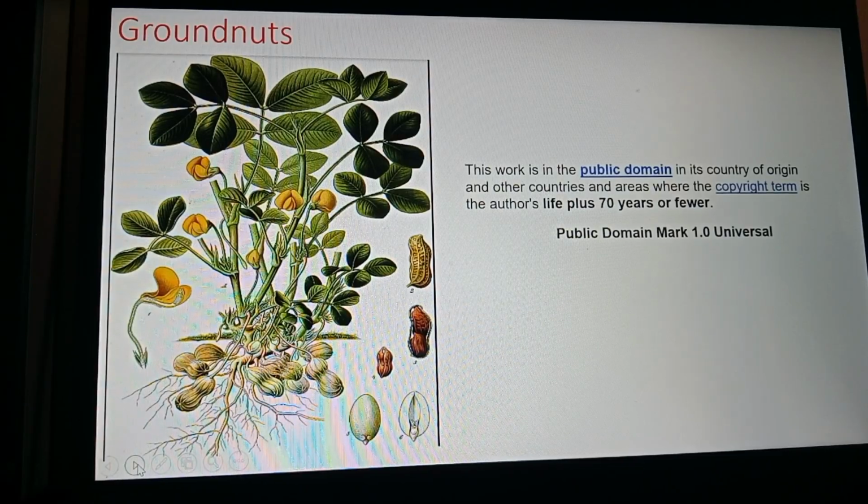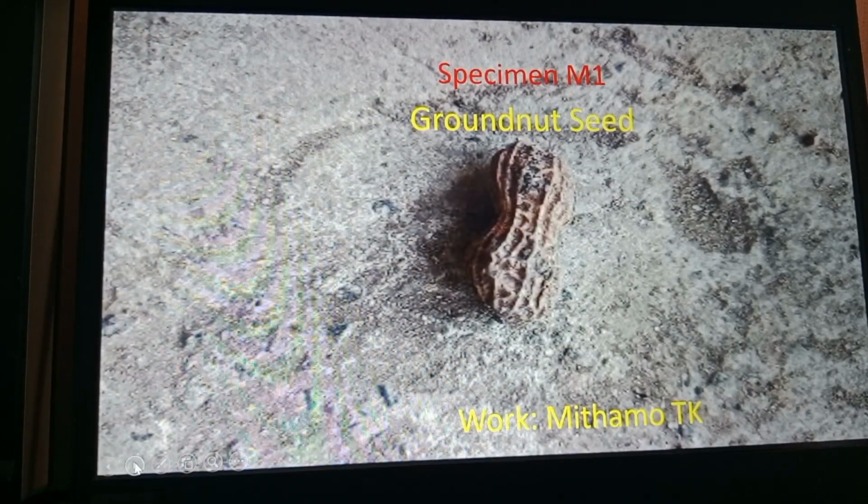So I went to Wikipedia and I got this photograph of a groundnut plant. And of course, in YouTube, you are supposed to take care of copyright. And I found that this was in the public domain. Specimen M1, or groundnut seed, is now going to be pounded to get specimen M2. I did not do the pounding, but for those who are going to attempt this practical, you'll be required to get M2, which is the ground flour of groundnut seed.